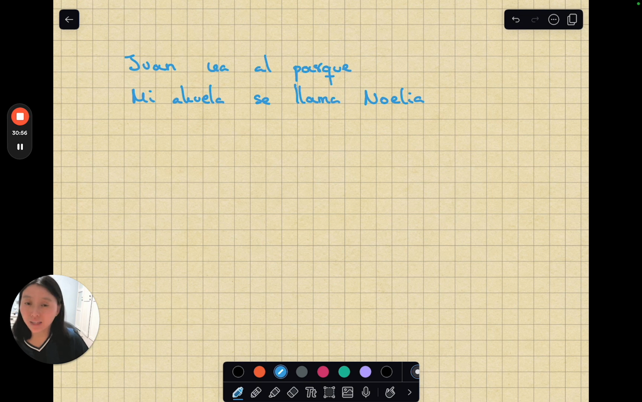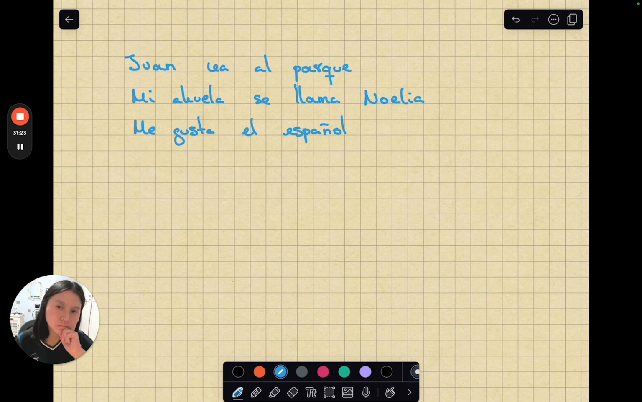Se llama. It's not se llama or se llama, it's se llama. Mi abuela se llama Noelia. Abuela. Mi abuela se llama Noelia. Okay? My grandma is named Noelia. All right. And one last sentence. Great. Me gusta el español. See that it's not me gusta. Me gusta el español. No, it's me gusta. Soft. Me gusta el español.